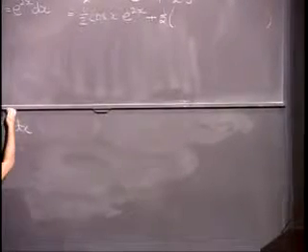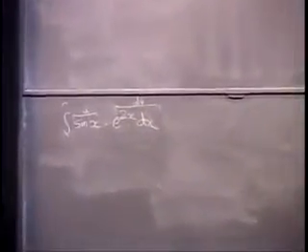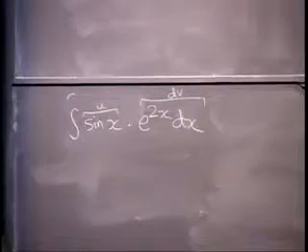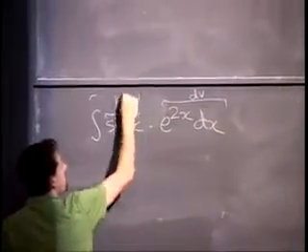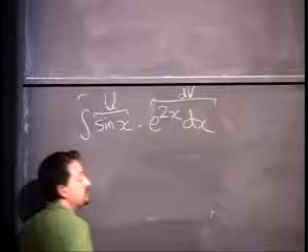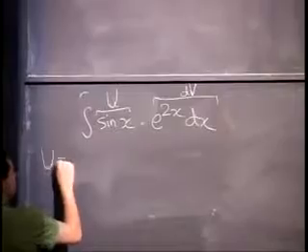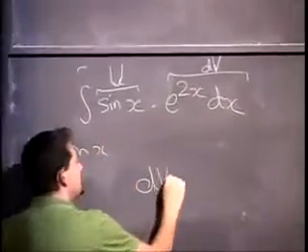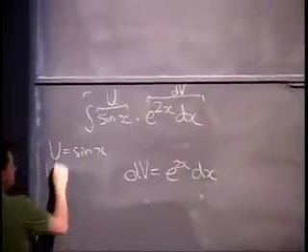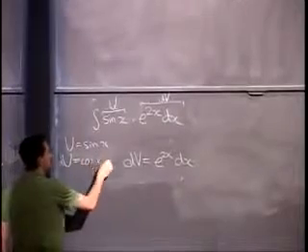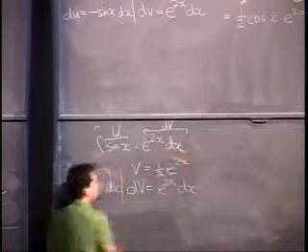So I get u and I get dv. Well, actually, let me be true to what I said before and call this a capital U, because I've already used little u and little v. Okay, so let's see what happens. U is sine x. dV is e to the 2x dx. So this time dU is cosine x dx, no minus sign needed. And once again, capital V is 1/2 e to the 2x.